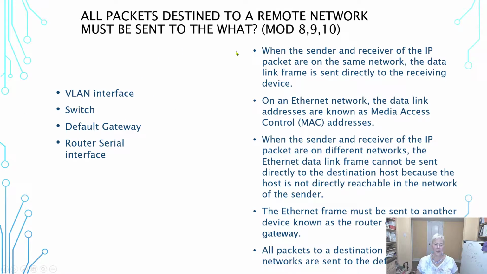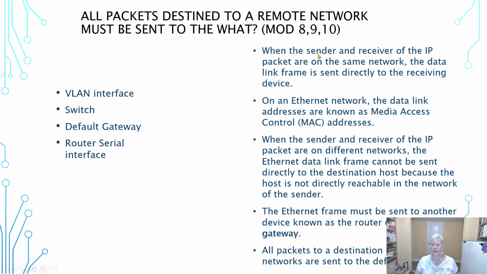Whenever I'm sending a message from me to you, that message first has to go to the default gateway on my home router. Write this down. A default gateway is the entry and exit point to every local area network. Okay? Every local area network has to have its own default gateway.